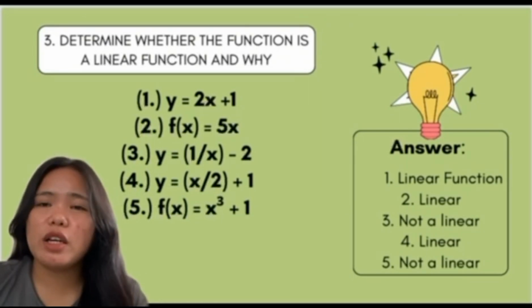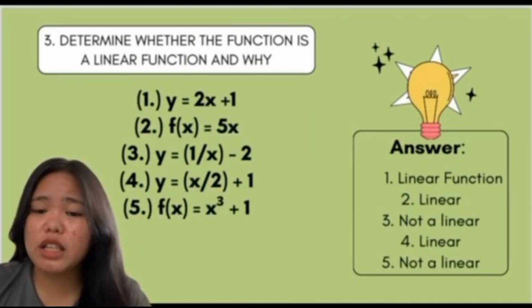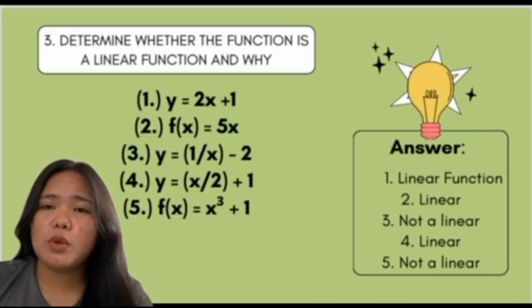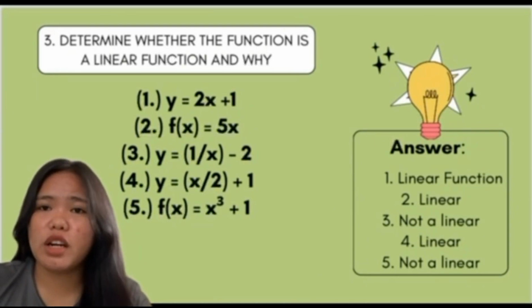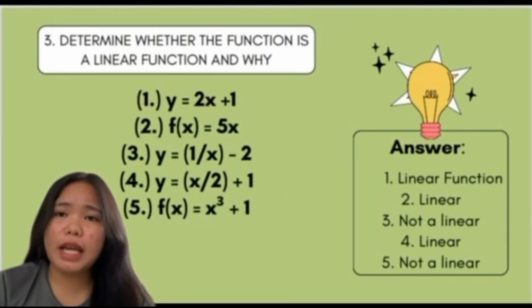Number 3, y equals 1 over x minus 2. The answer is not linear because this function has a term with x in the denominator, making it a rational function. The highest power of x is negative 1 from 1 over x, which is not 1, indicating it's not a linear function. Number 4, y equals x over 2 plus 1.